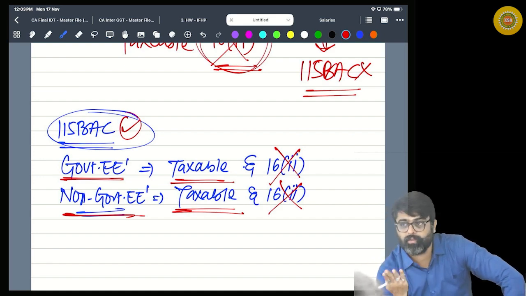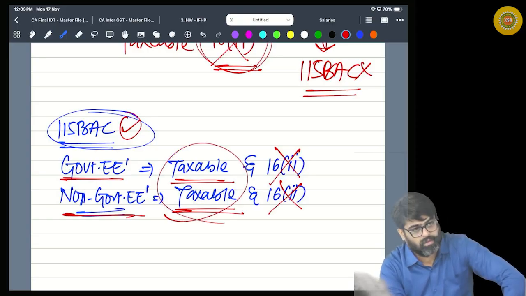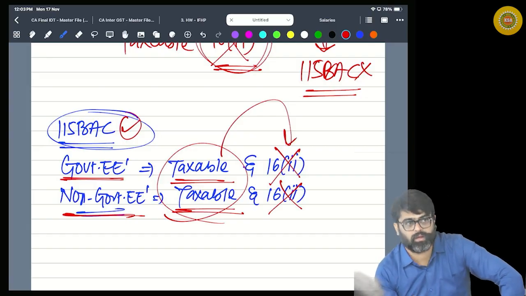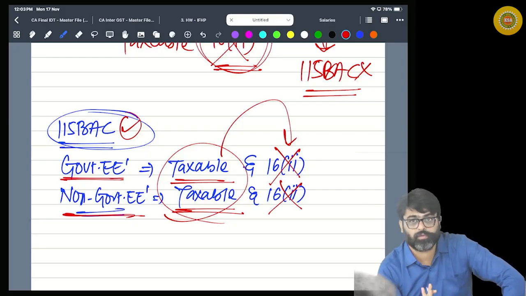Now the entertainment allowance given by the employer to the employee is fully taxable, and then the deduction may or may not be available depending on whether you are a government employee or non-government employee, and depending on whether you are following 115BAC or you are not following 115BAC.